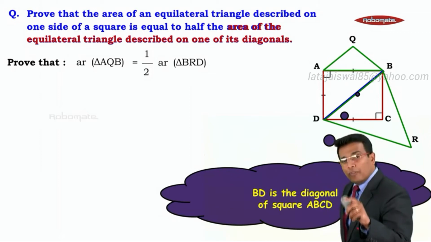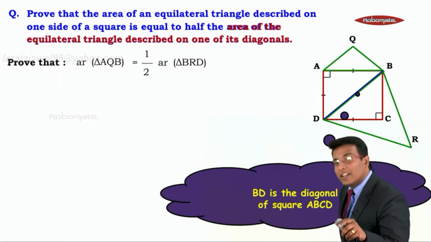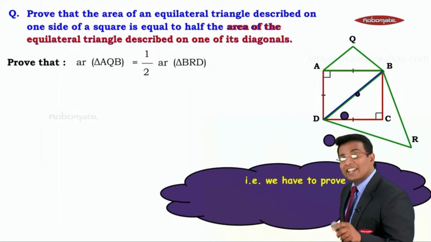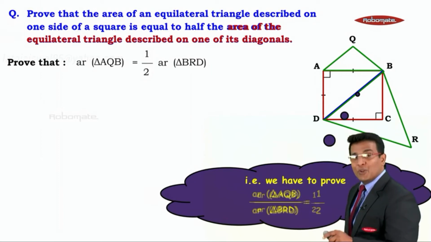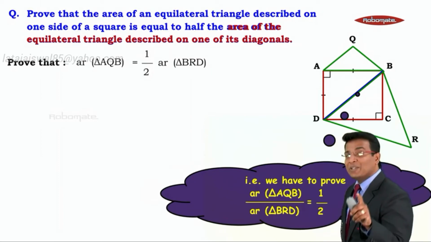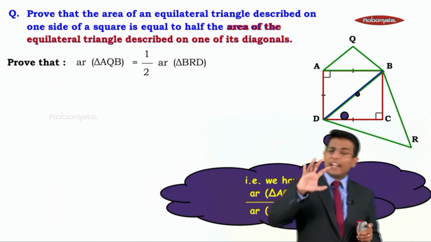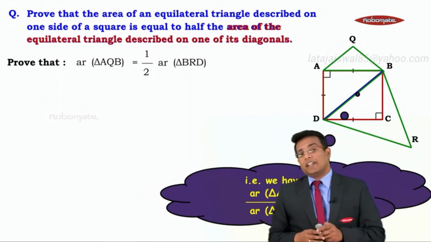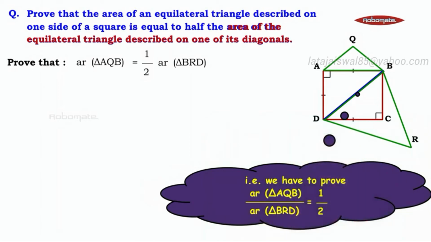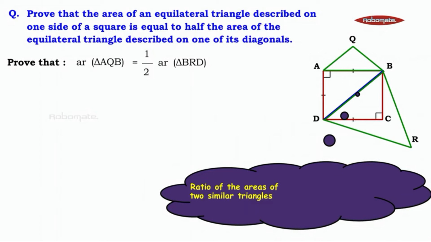Now to get this proof, understand students, for this we need to have area of triangle AQB upon area of triangle BRD is equal to half. If we get this part, we're getting the proof. That means somehow we need to get area of triangle AQB upon area of triangle BRD is equal to 1 upon 2. Now here we are talking about the ratio of the areas of two similar triangles is equal to the ratio of the squares of their corresponding sides.